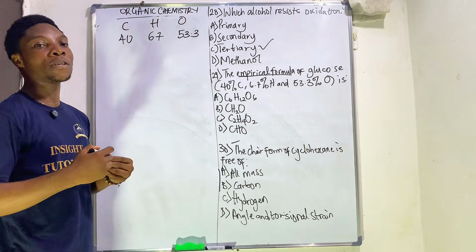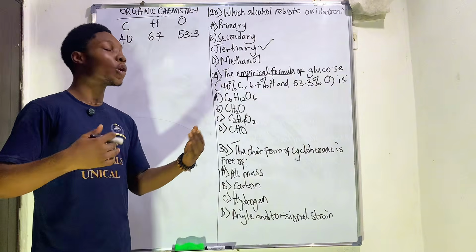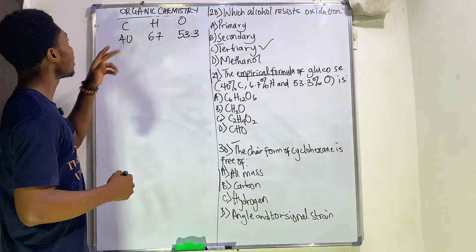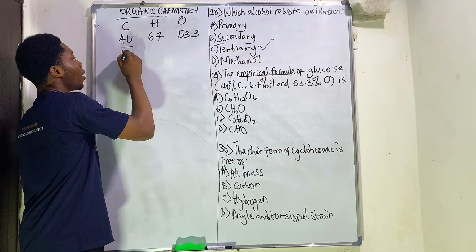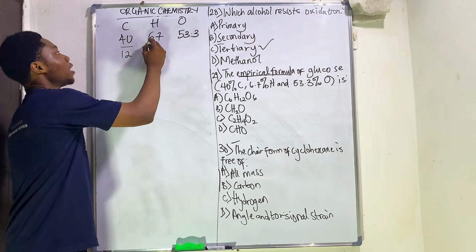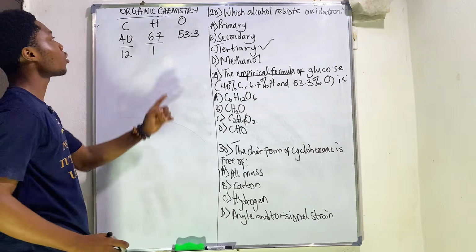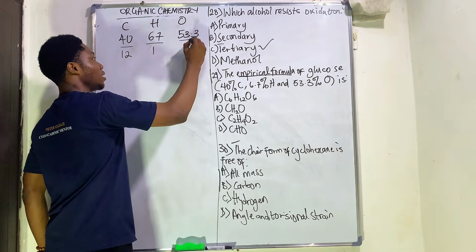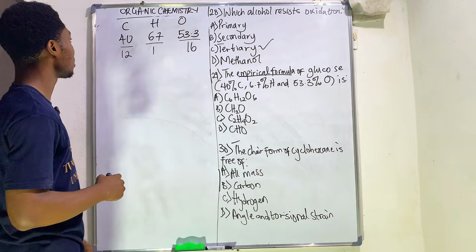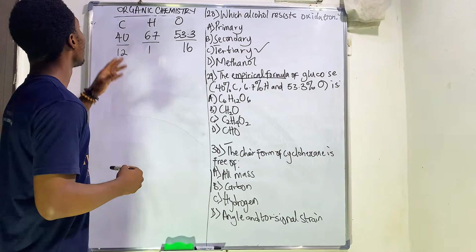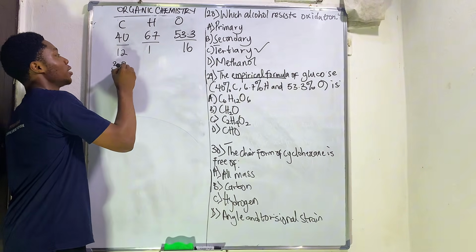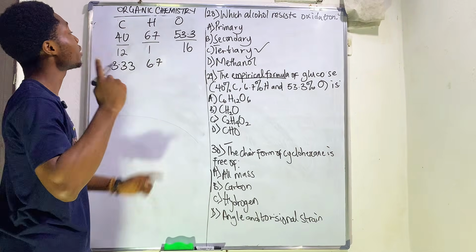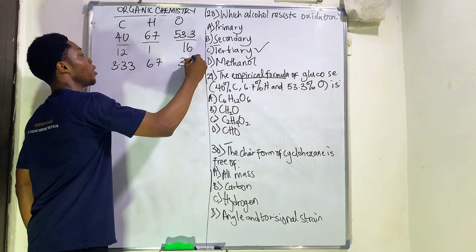Alright, so now the next step is to divide by the molar mass of the element, or the atomic mass of the element. The atomic mass of carbon is 12, so we're going to be dividing the percentage by 12. The atomic mass of hydrogen is 1. Sorry, the atomic mass of oxygen is 16, right? Oxygen as one element is 16. So now, doing these divisions, 40 divided by 12 will give us 3.33. 6.7 divided by 1 will give us 6.7. 53.3 divided by 16 will give us 3.33.